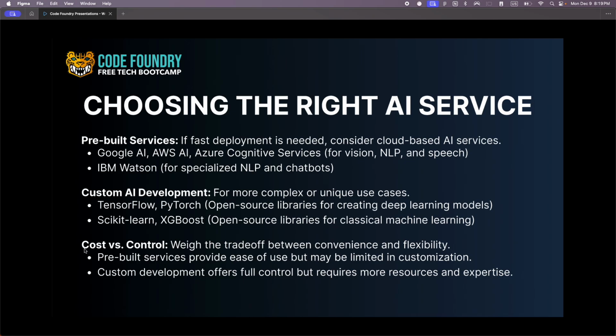Finally, you want to think about cost versus control. Pre-built services provide ease of use, but might be limited in customization and might have a high cost. Custom development offers full control, but definitely requires more resources and a lot of expertise.